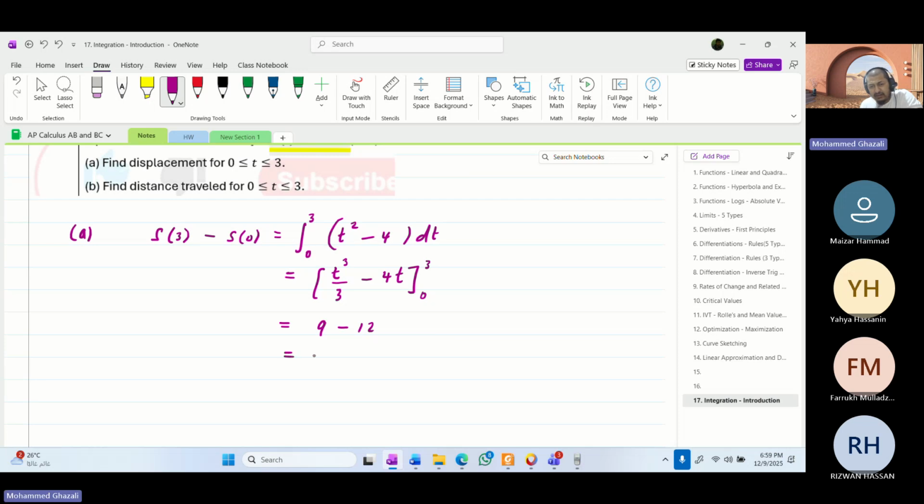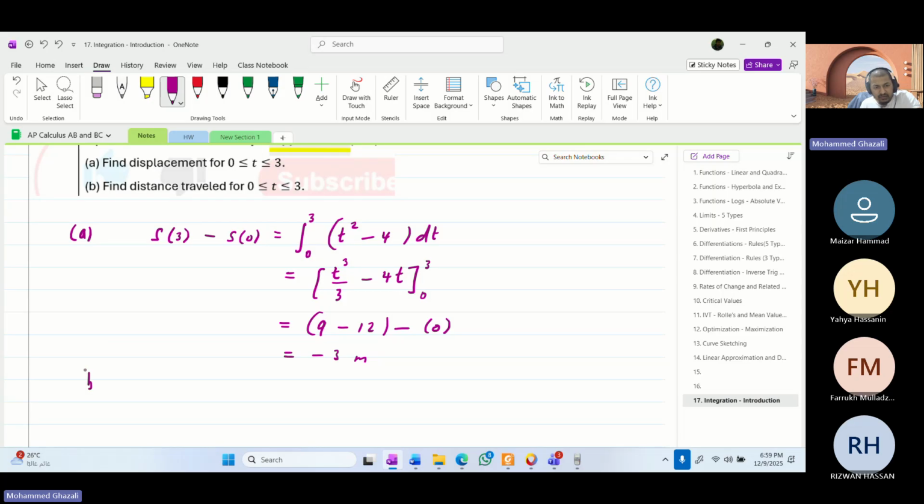Minus 3 meters. In other words, it's going in the opposite direction, which is correct. This is 9 minus 12, and then minus 0 here. Remember to substitute the lower bound and subtract 0. So the particle maybe went forward first and then came backwards. That's why it is minus 3 meters.